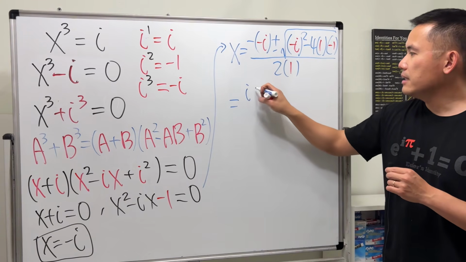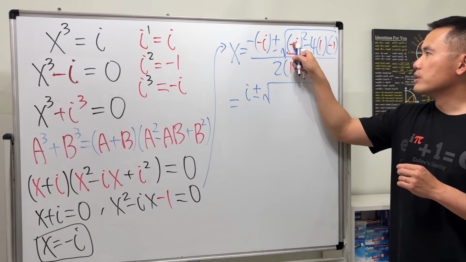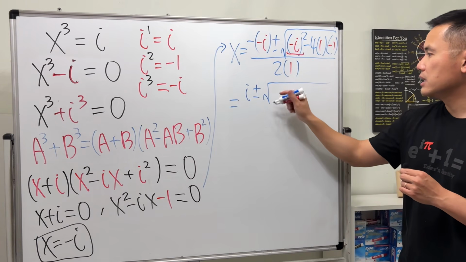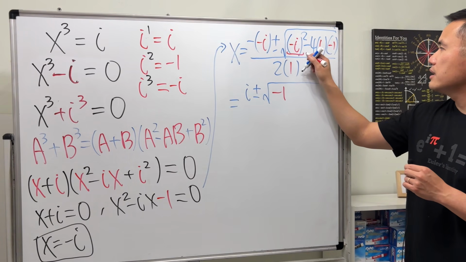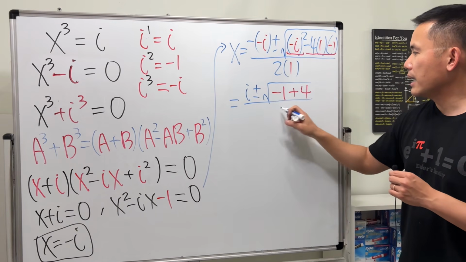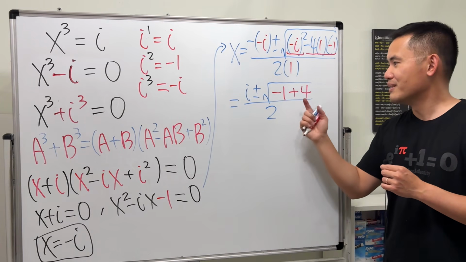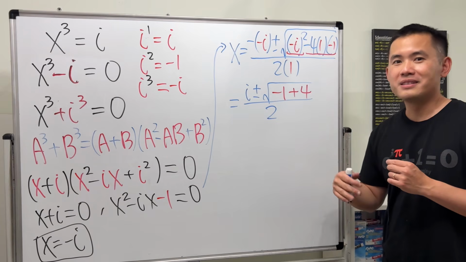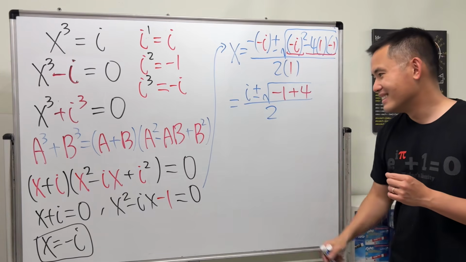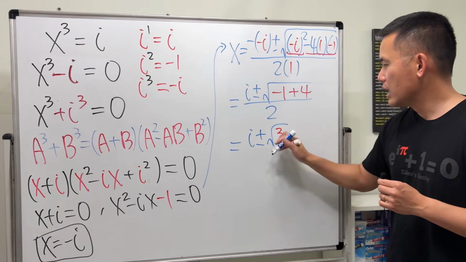So this is i plus or minus square root. This right here, negative squared is just positive, so it doesn't matter. i squared by definition is -1, so we have -1 here. And then -4 times 1 times -1 is just plus 4. And then all divided by 2. Inside here, this is interesting because this time, the square root part actually stays real because we have the non-real part right here in the front. So we have i plus or minus square root of 3 over 2.